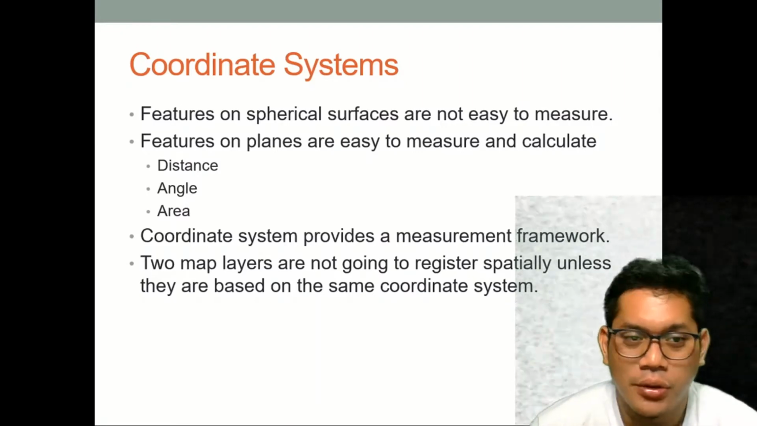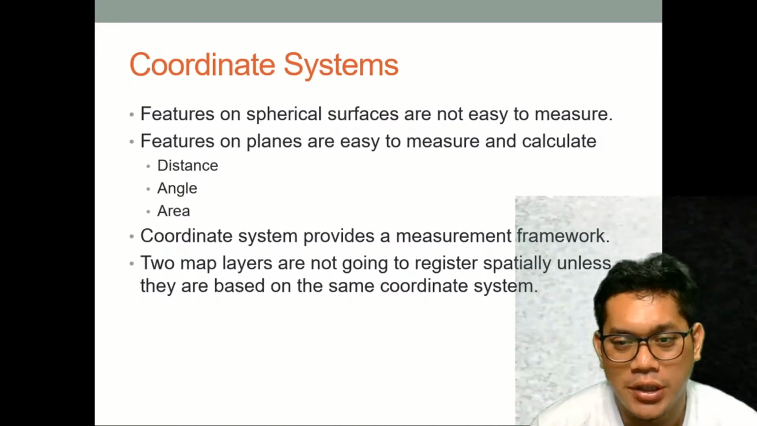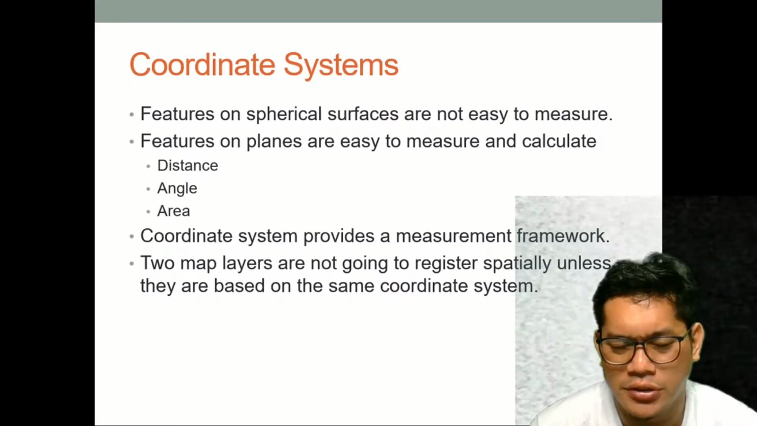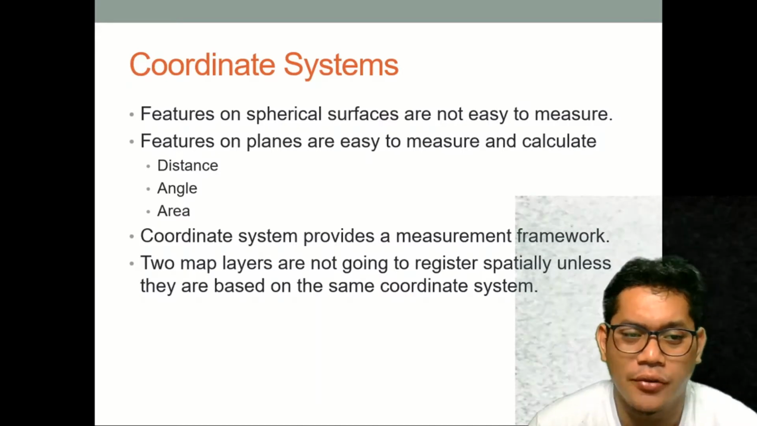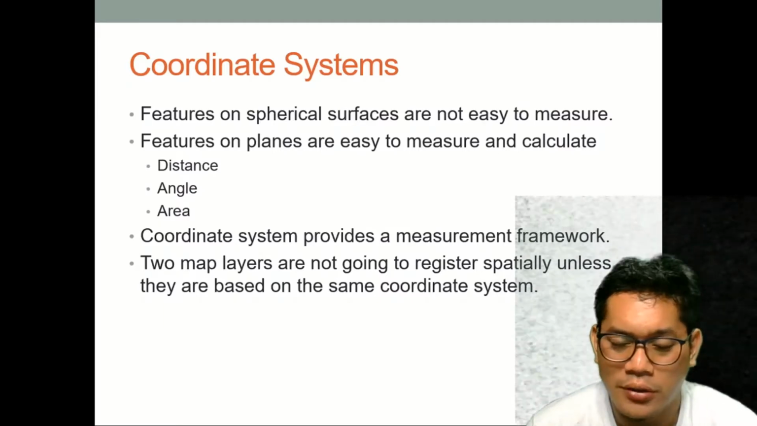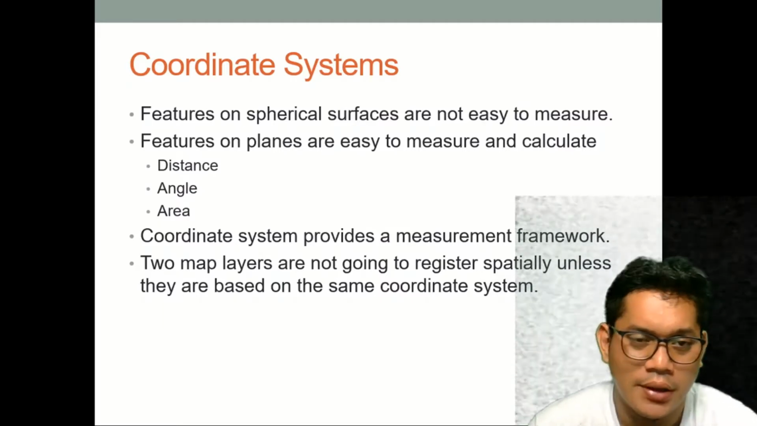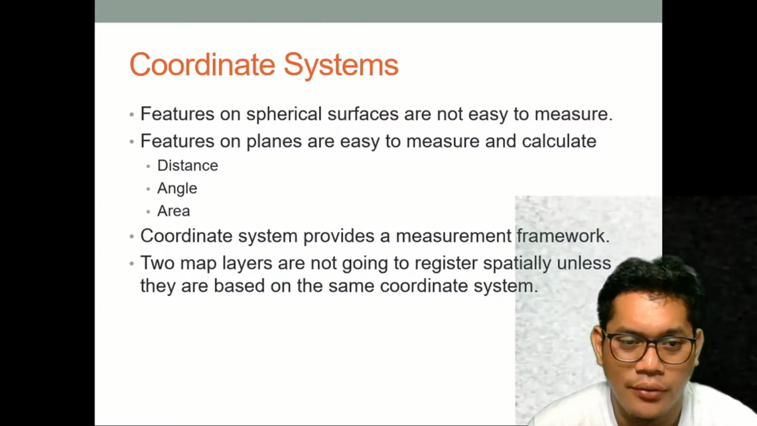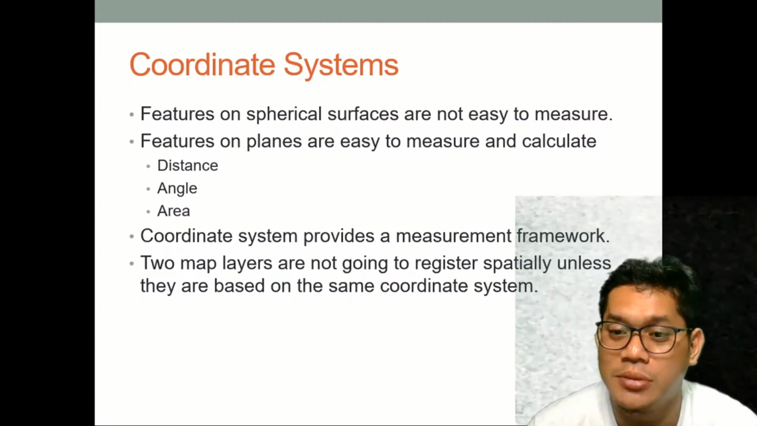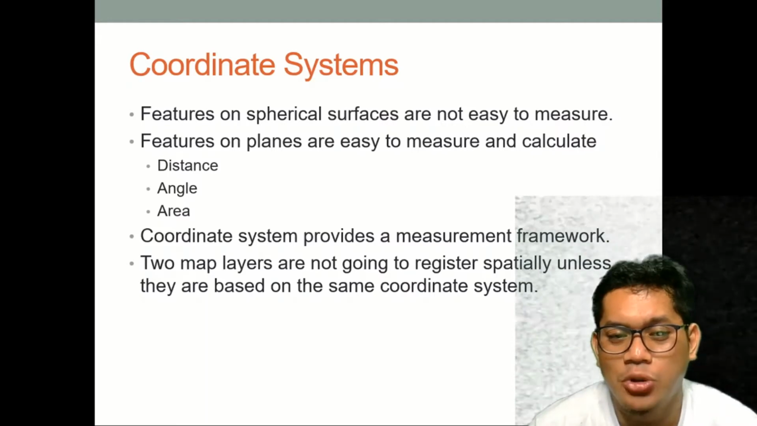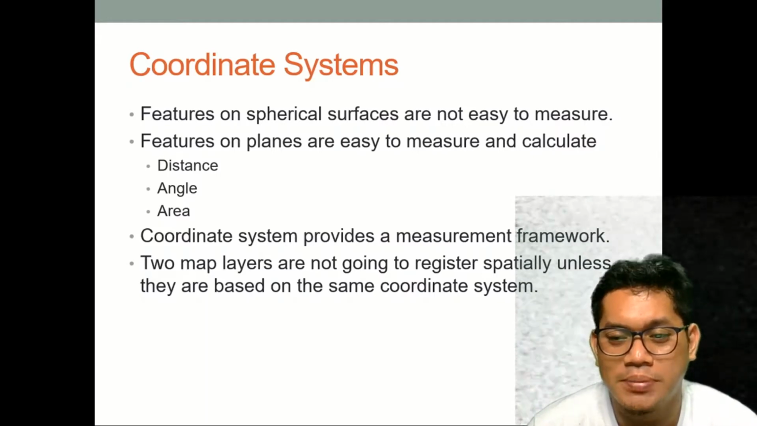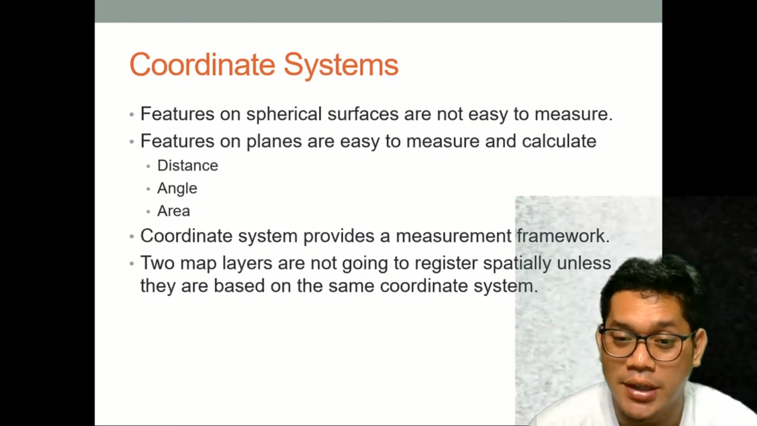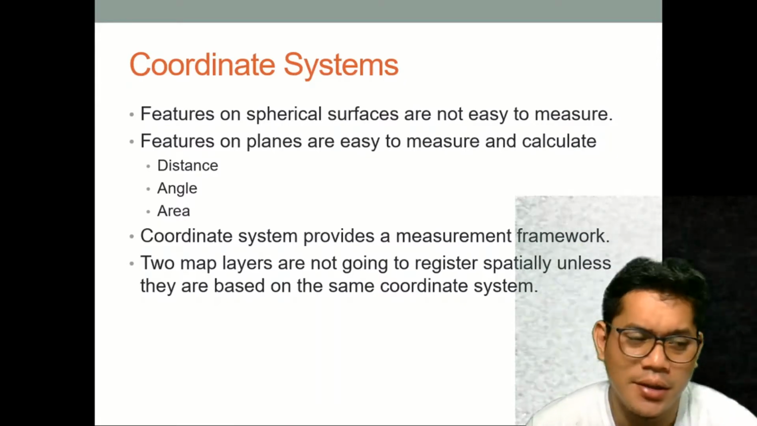Features on a plane are easy to measure and calculate. Of course, if you want to calculate distances, angles or areas, it is very easy on a flat surface like paper, as opposed to a spherical surface. Therefore, a coordinate system provides a measurement framework, and two map layers are not going to register spatially unless they are based on the same coordinate system. What does it mean here?